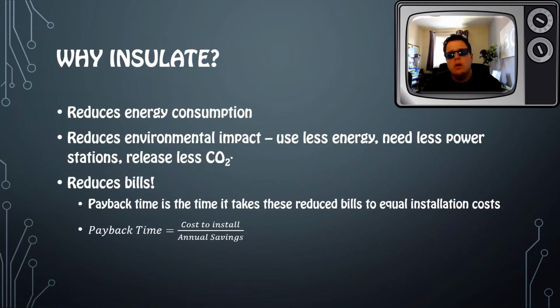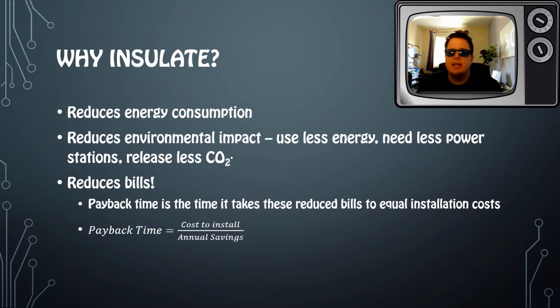Yeah, so why do we insulate? We insulate because it reduces our energy consumption. Okay, in the UK we're talking about here, we insulate because generally our homes are warmer than the air around them. So we need to spend less money on energy to heat our homes. Okay, if we're using less energy, obviously there's an environmental impact. Yeah, if we're using less energy, we need less power stations. Less power stations means we reduce the CO2 we emit.